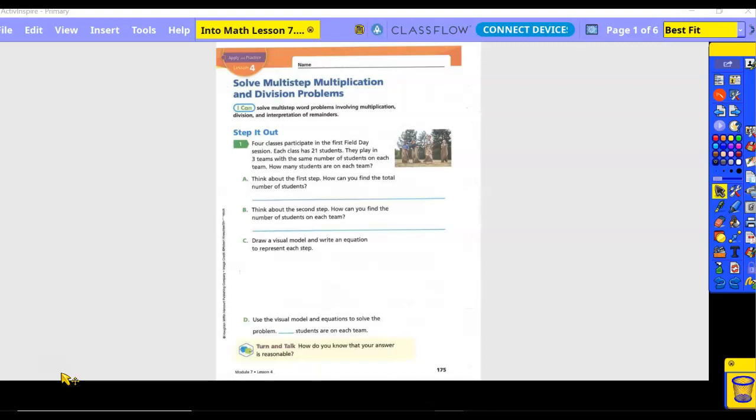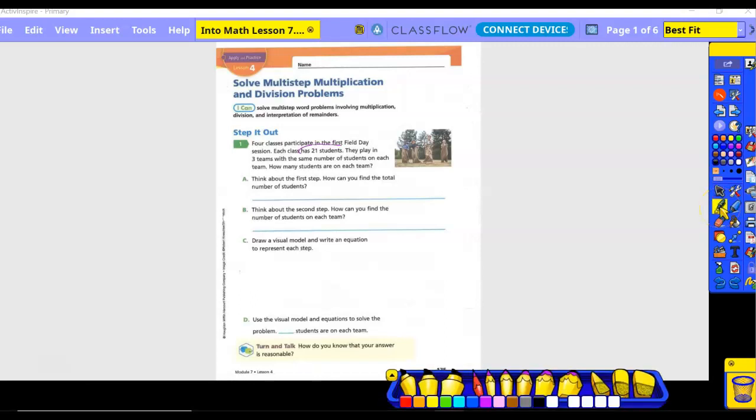Okay, so what are we going to do there? Let's pull our information first, right? So each class is 21 students, and then they play with 3 teams, right? And then we're trying to figure out how many students are on each team. So what can we do? Are we going to add, subtract, multiply, or divide to find the total number of students? It says total, so multiply, right? So we can multiply the number of students in each class by the number of classes.